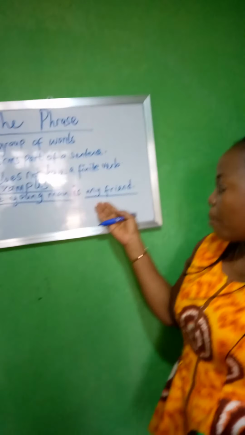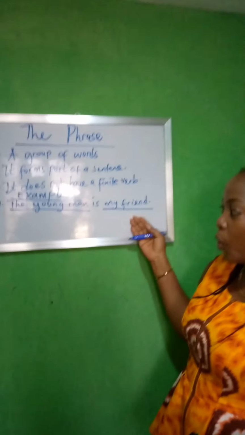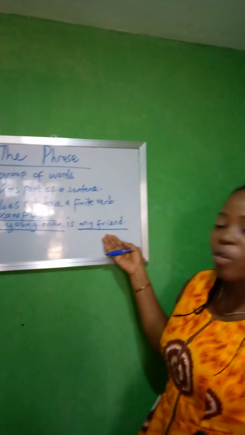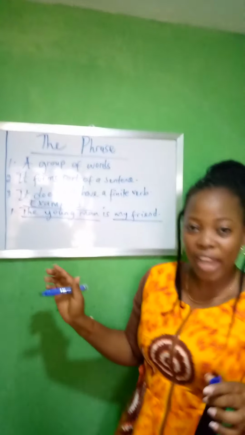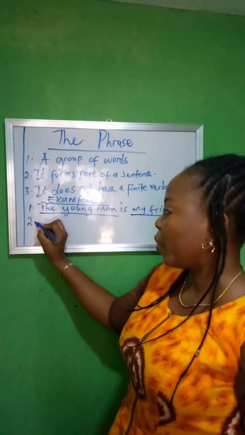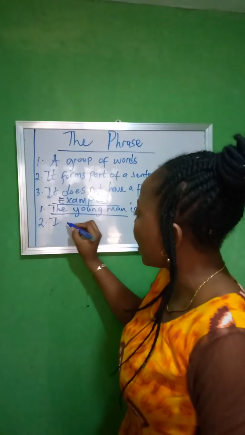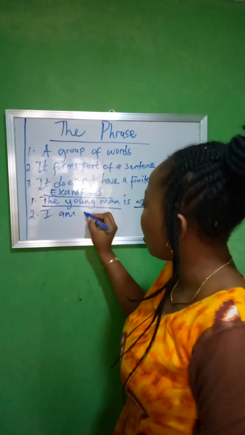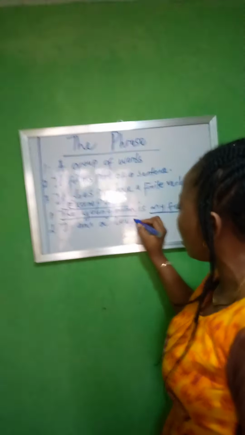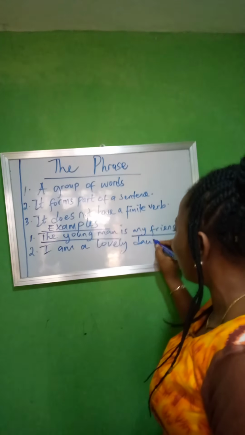Look at this phrase here, my friend. Is there any verb in it? No. So it is a phrase. Do we understand what a phrase is? I'll give you another example. I am a lovely daughter.